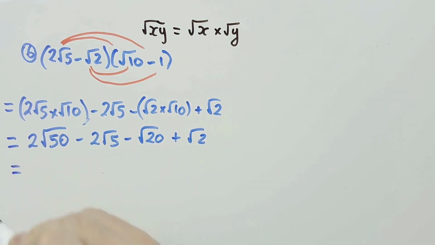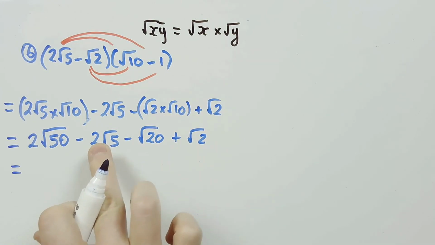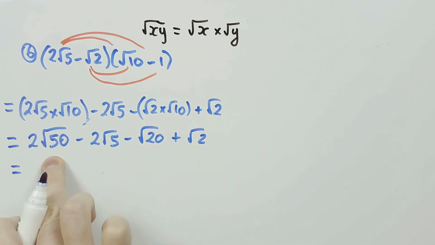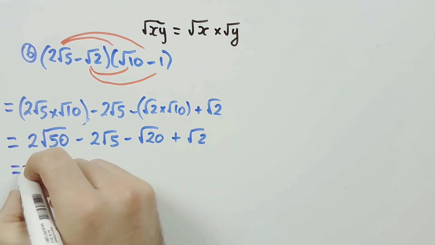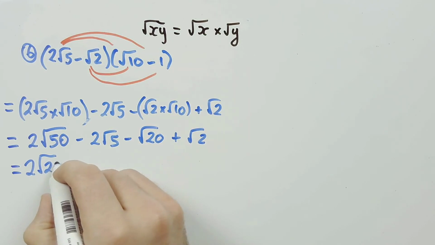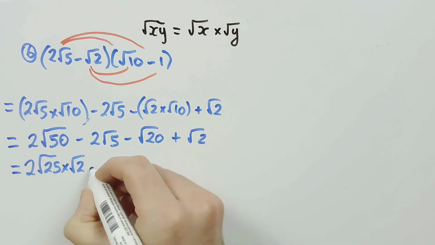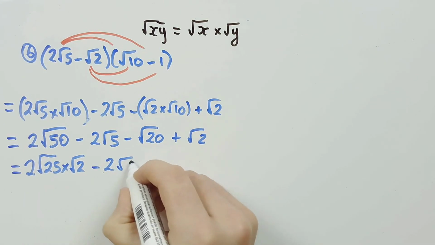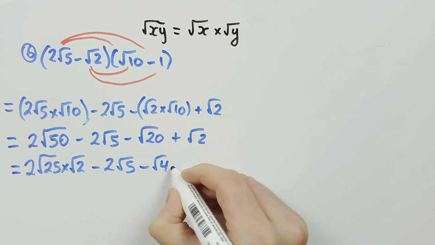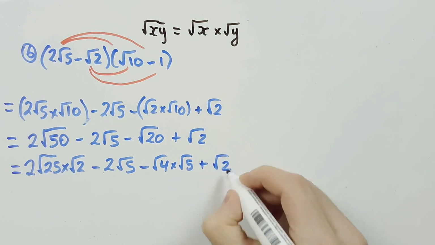So let's have a look at now simplifying surds where we can. We realize that we can't simplify root 5 or root 2, both in their simplest forms already, but we can definitely simplify root 50 and root 20. Root 50 simplifies to root 25 times root 2. This middle term we'll leave by itself. Root 20 simplifies to root 4 times root 5. And we're left with plus root 2 at the end.